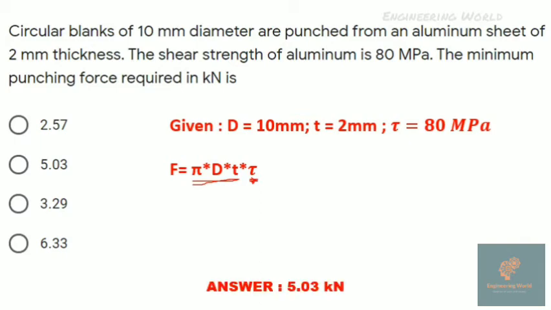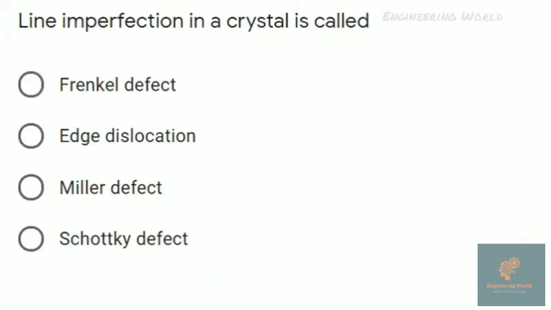Then the next question is, line imperfection in a crystal is called. Line imperfection in a crystal is the defect generated by missing of a line of atoms from a lattice structure or more than one point defect in the same line. It has two types, edge dislocation and screw dislocation. So the correct answer for this question is edge dislocation.